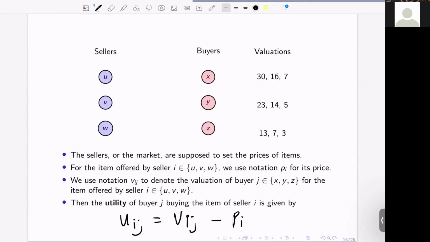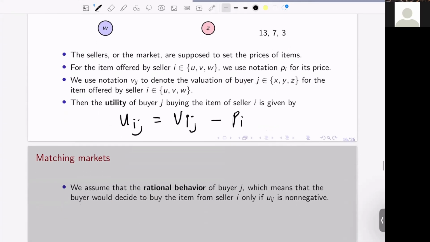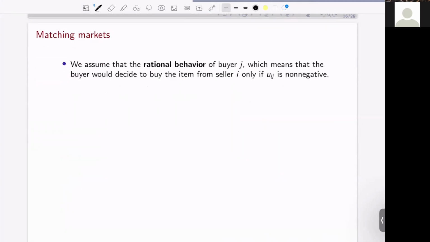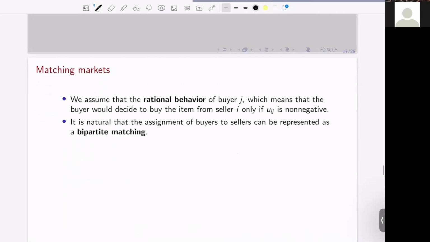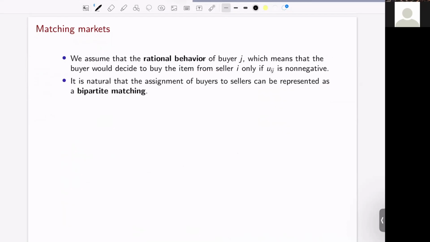So when each buyer looks at the list of items, it will choose the one that maximizes the utility. That's the rational behavior for the buyers. Also, buyers will not take anything that gives negative utility. You can just decide not to buy anything. That's more reasonable. So we basically want to find the assignments between items and buyers that will be represented by bipartite matching.